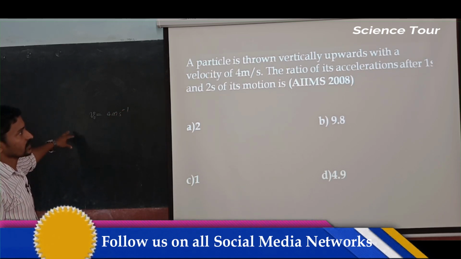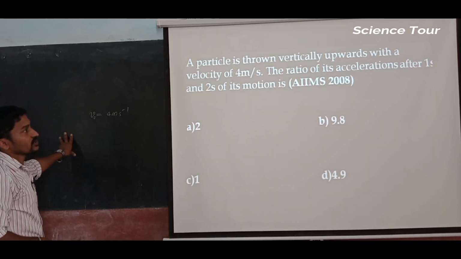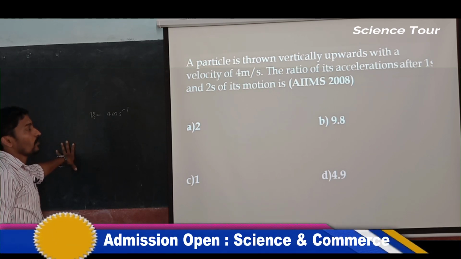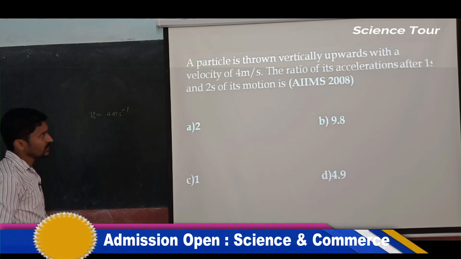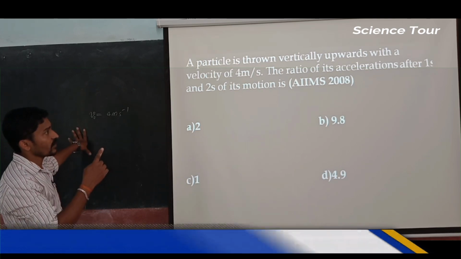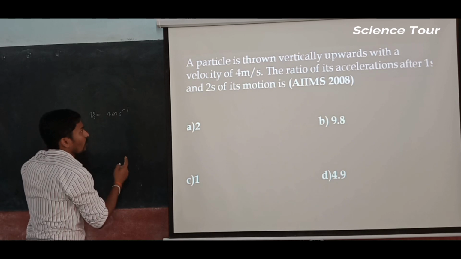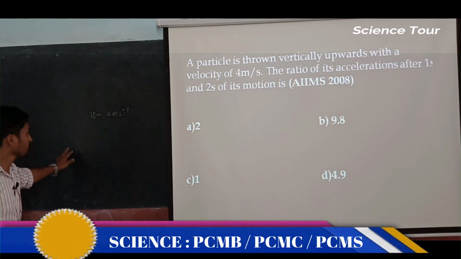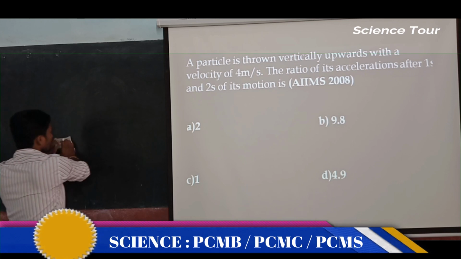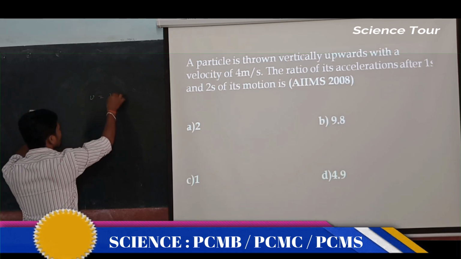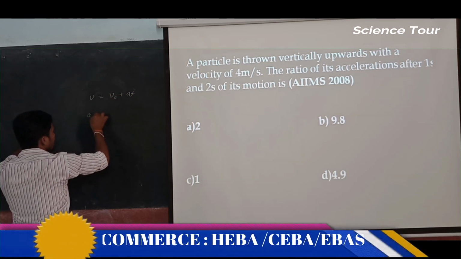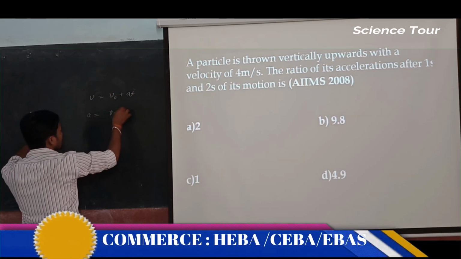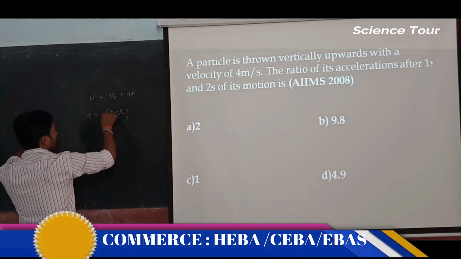Right? Initial velocity is 4 meters per second. The ratio of its acceleration after 1 second and 2 seconds of its motion. Vertically thrown means the ratio of acceleration after 1 second and 2 seconds will be what? See, v is equal to v naught plus at. v naught we know, that is a is equal to v minus v naught divided by t, right?